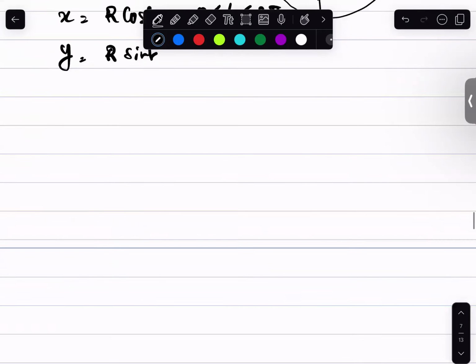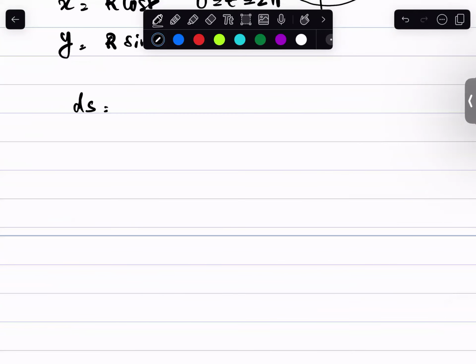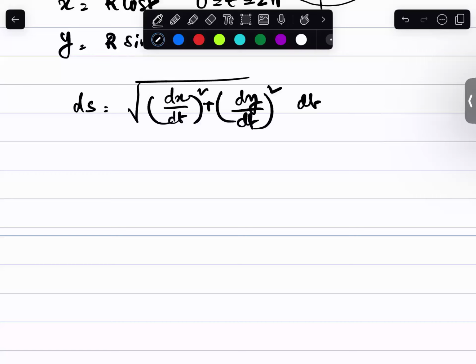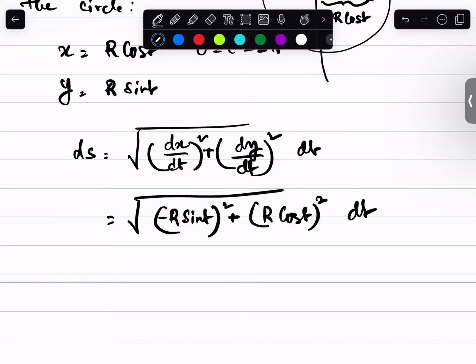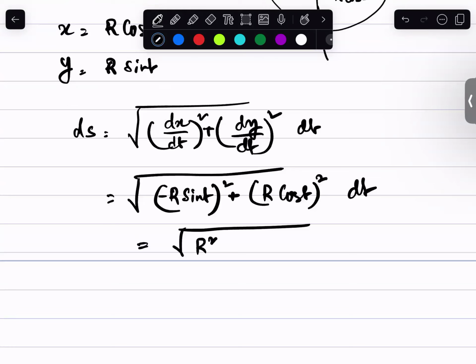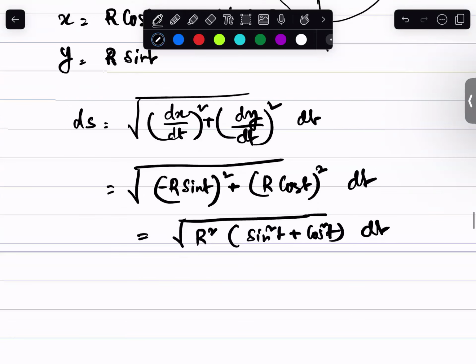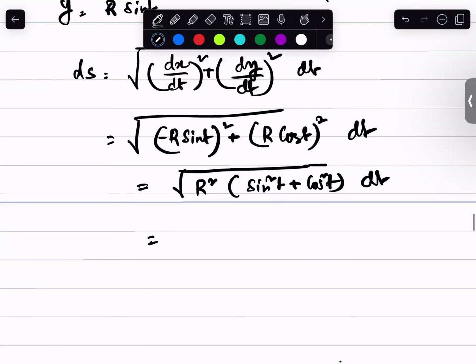Okay, fine. And now we can use the formula that we derived, which is the square root of dx over dt squared plus dy over dt squared, dt. Now dx over dt will be minus r sine t, squared, and dy over dt will be r cosine t, squared, and there will be dt more. If I recalculate this, I'll have sine squared t plus cosine squared t. Again, this is a famous identity of trigonometry: sine squared theta plus cosine squared theta is 1. So therefore, I'll be left with r squared dt.